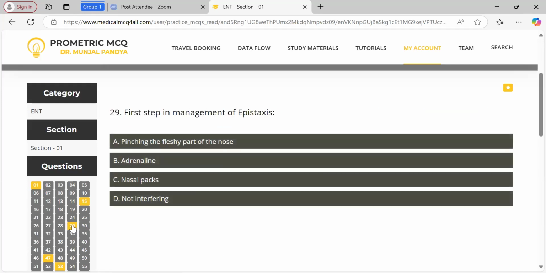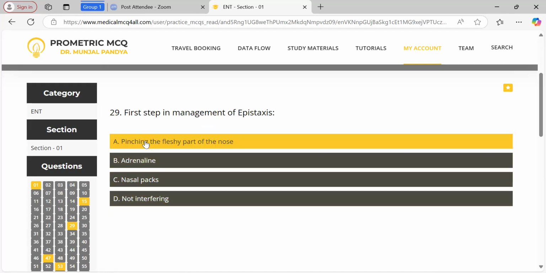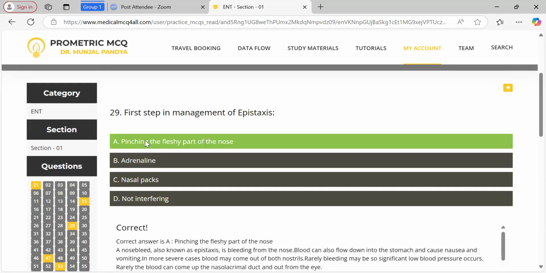First step in management of epistaxis. First step. These all you will do later on. What is the first step? Pinching. Yes, the first step.